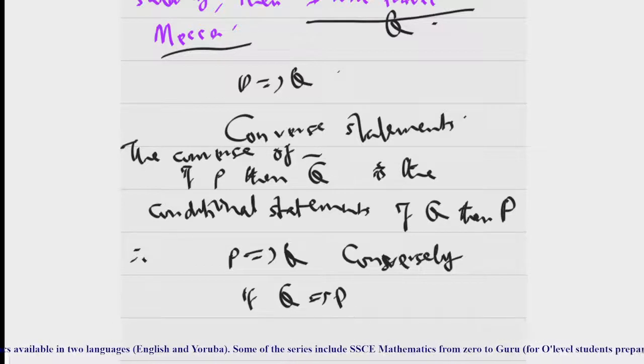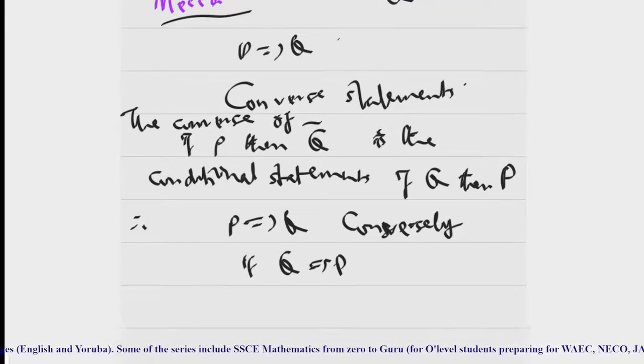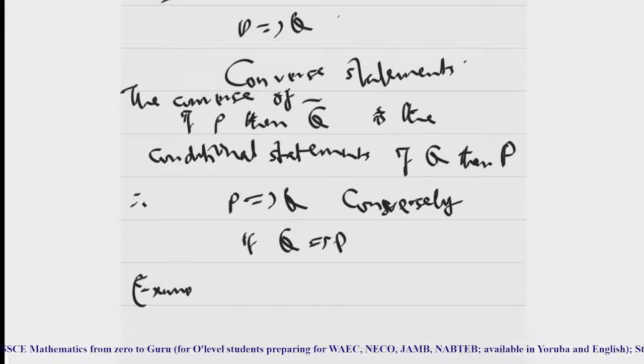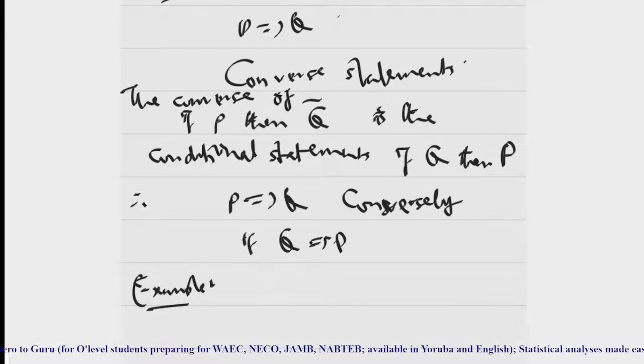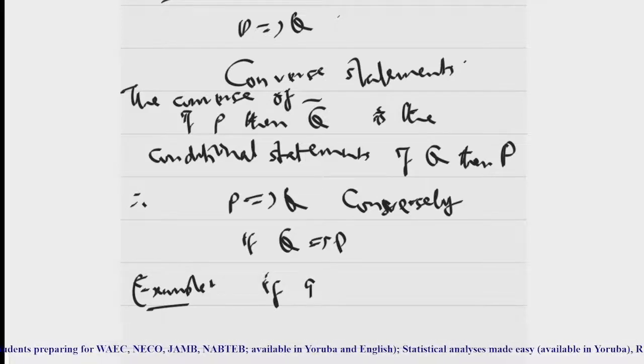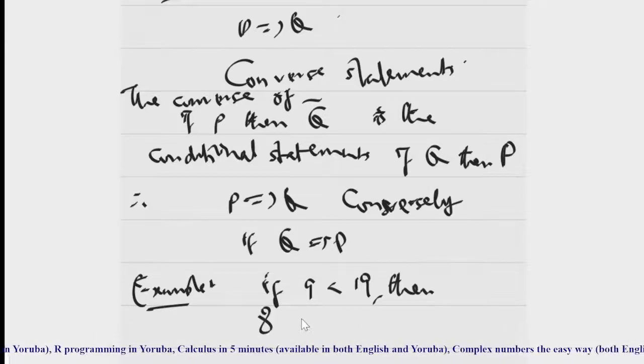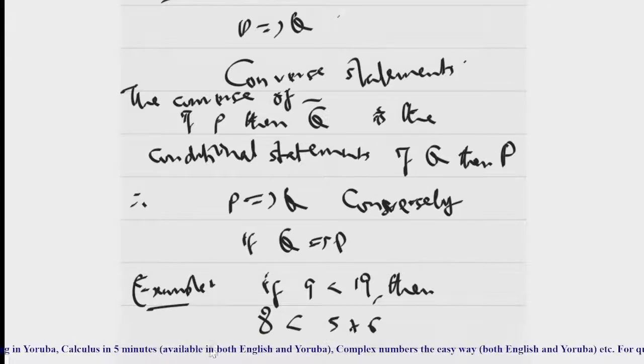For example, if I give you two statements connected with the implication sign: if 9 is less than 19, then 8 is less than 5 plus 6. You know, 9 is less than 19 is the antecedent. Find the converse. If you are asked to find the converse of this statement, find the converse.